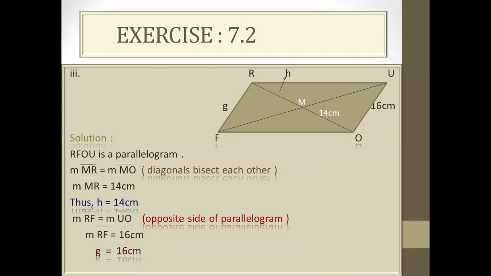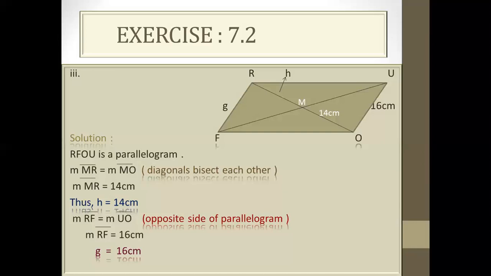When RF and OU, they both are parallel, it means that they both are equal to each other. So we can write RF is equal to OU. But in the diagram, RF is represented with G and the value of OU is equal to 16. G is equal to 16 centimeter, and the reason is opposite sides of the parallelogram are equal.